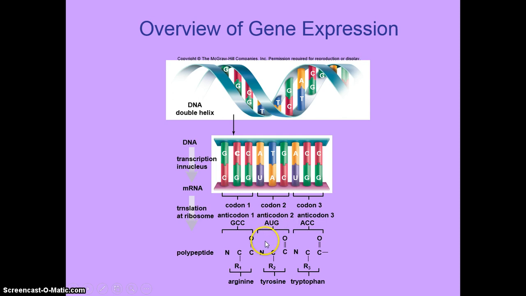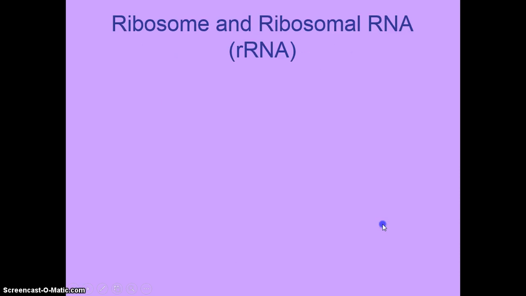That transfer RNA is going to come along, drop off its amino acid, and those two amino acids will be bonded together, and the two transfer RNAs will go back out into the cytoplasm and pick up a new amino acid and be ready for use again. And this continues until the entire segment of messenger RNA has been translated into a protein.